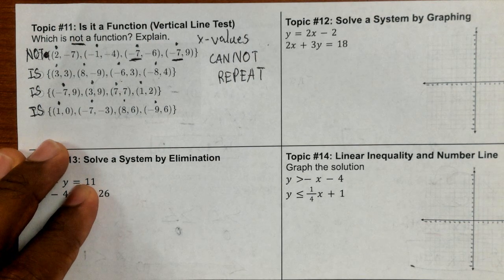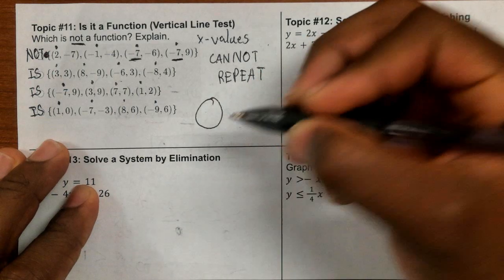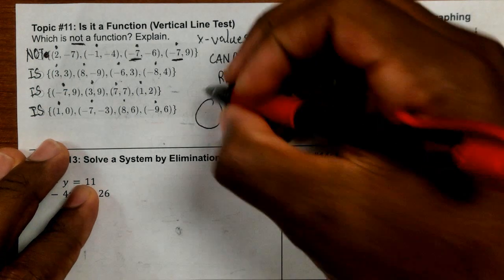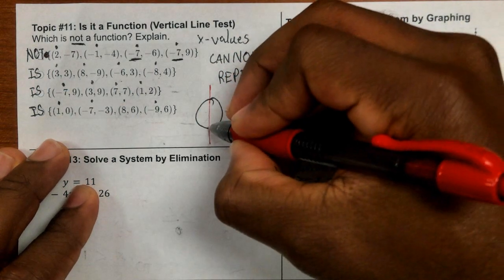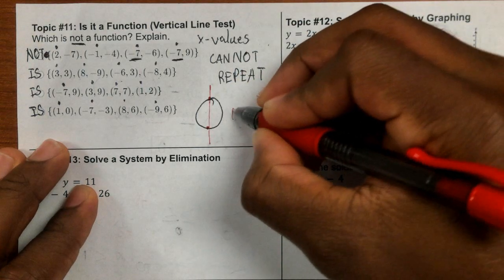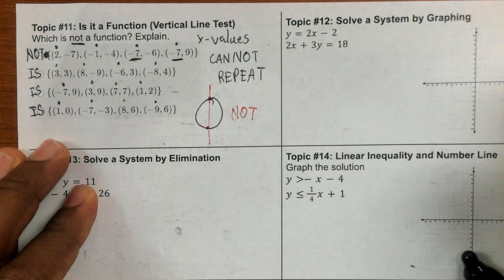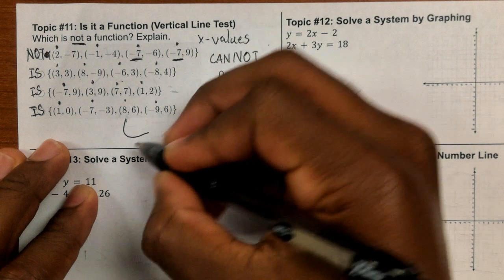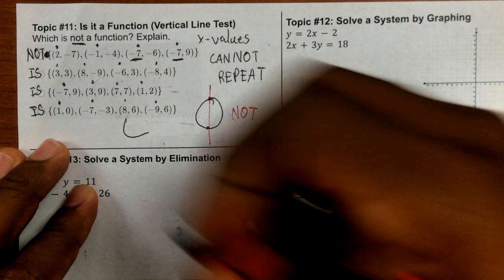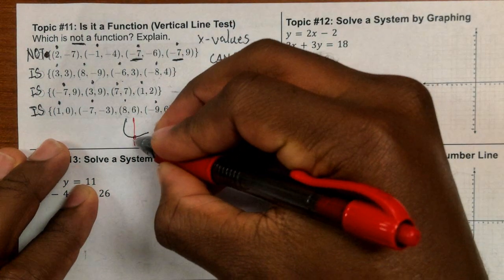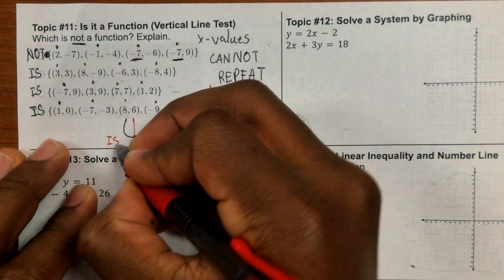If you have a graph, you do something called a vertical line test. It means that you draw a vertical line in your graph. If it hits it more than once, it's not a function. And if you saw something that looks like this, you draw your vertical line and it hits it once, this one is a function.